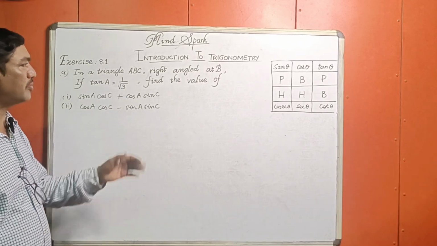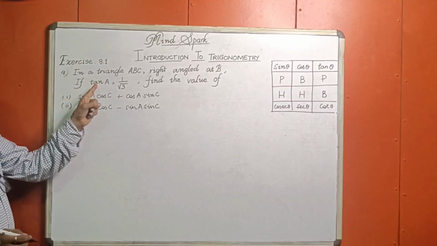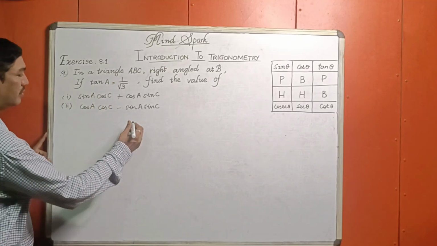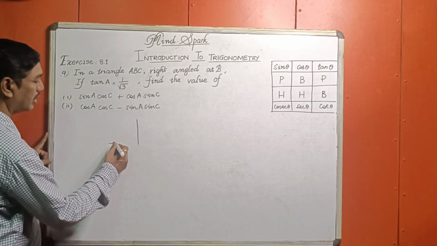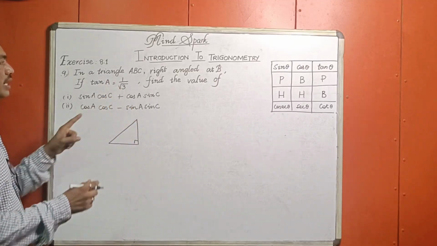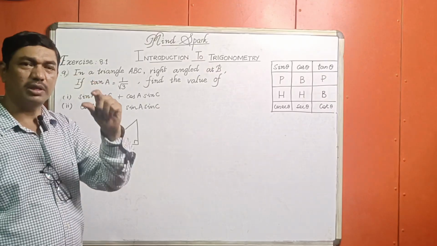So for this type of question, what you should do is take whatever is given. Tan A is equal to 1 by root 3. Then you have to draw a triangle, a right angle triangle. Read the question very carefully. You can see that it is right angled at B. Read the question at least 2 times and get all the information.